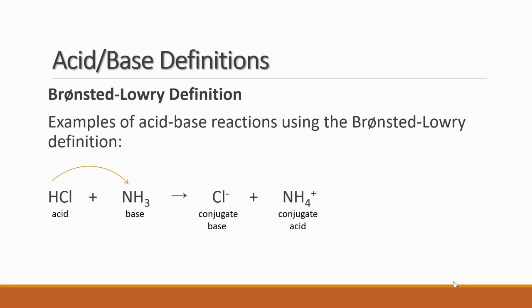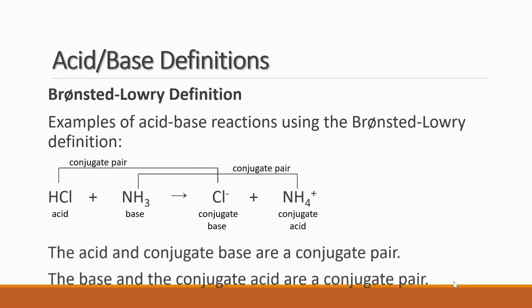So the acid and conjugate base are called a conjugate pair. The acid became the conjugate base after it lost the hydrogen ion. And then the base gained a hydrogen ion, and now it is a conjugate pair. So in this acid-base reaction, we have two conjugate pairs, the acid and its conjugate base, and the base and its conjugate acid. Conjugate pairs are important to recognize in acid-base reactions, and we'll see more of this later on.